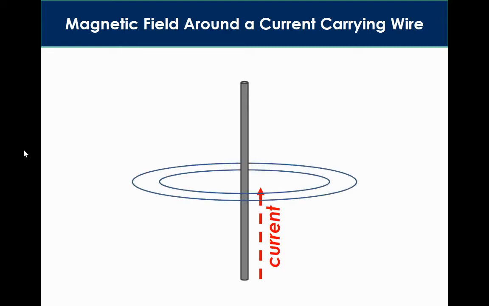So it is of course circular, and we use the right hand rule. We put our thumb in the direction of the current and our fingers show the direction of the field, so the arrows will go this way around.